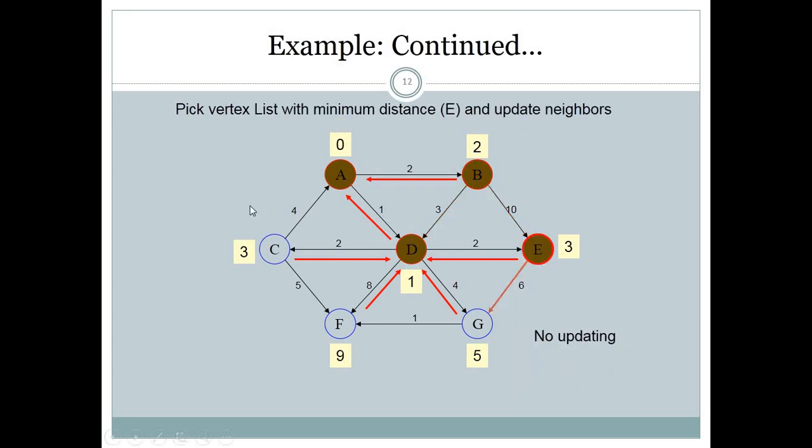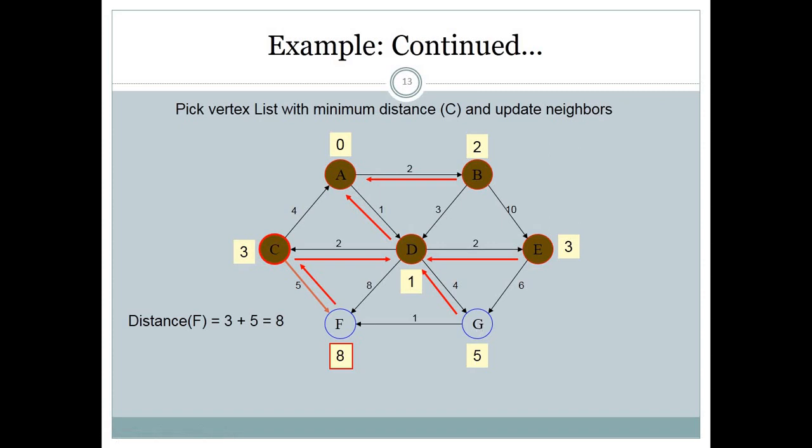Okay, now let's consider E. With E, we can find only one node, which is G. If we find A to G, the previous distance is 5, but if we consider E and find a new weight, then it will be 3 plus 6, 9. So in that case we cannot update. Why? Because 5 is the minimum.